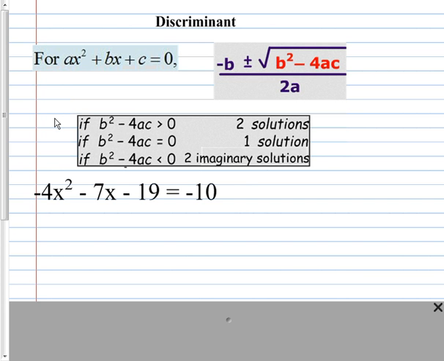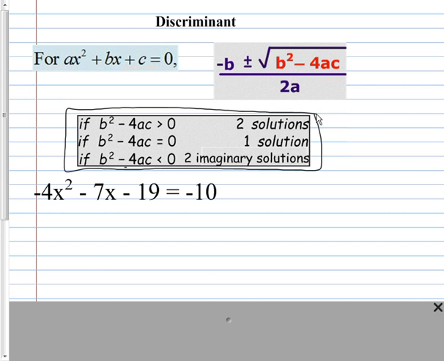A quick way to determine the number and type of solutions that a quadratic has is to calculate the equation's discriminant, and we'll compare that to 0. So the discriminant is just a number, and we calculate that using the coefficients in the equation, and then we'll compare that number to 0. Is it greater than 0, equal to 0, or less than 0? That will tell us how many solutions and what type they are of the equation.